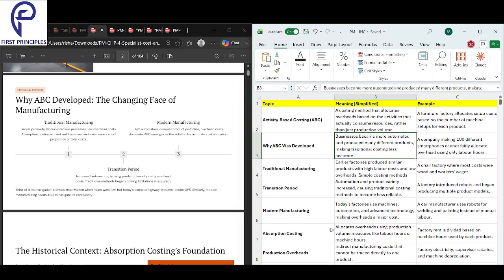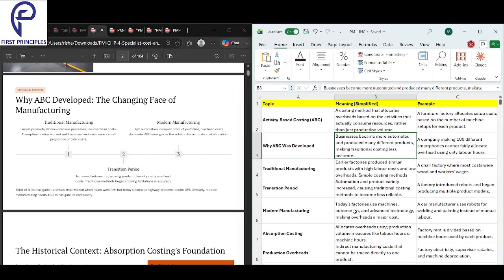So what was traditional manufacturing? Earlier, factories produced similar products with high labor cost and low overheads. There was a very simple costing method that you could have used. But the transition period took place when automation started happening and product variety increased, causing traditional costing methods to become less and less reliable. Modern manufacturing, today's factories, use machines, automation and tech, making overheads a major cost.